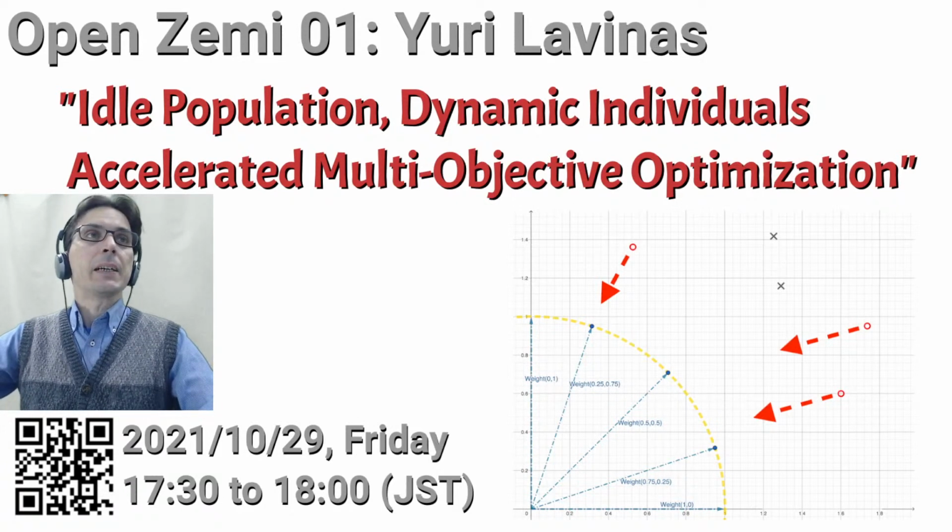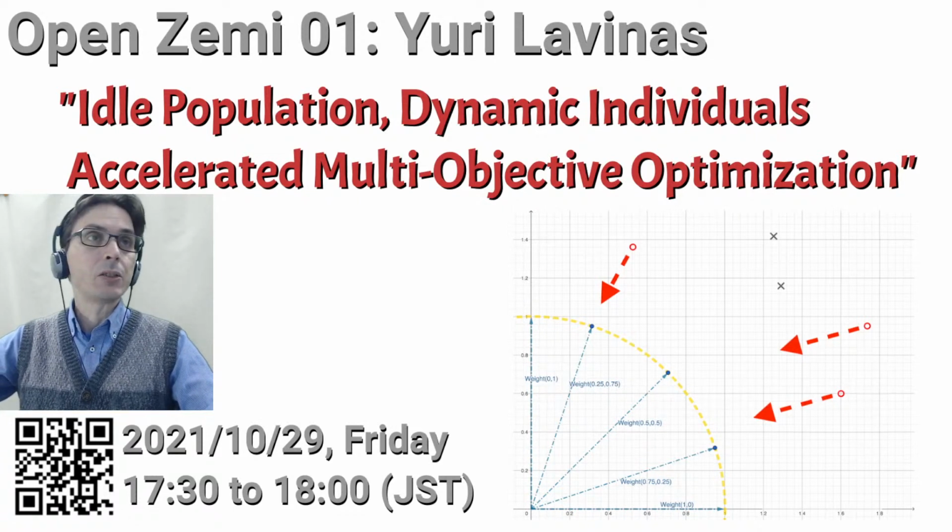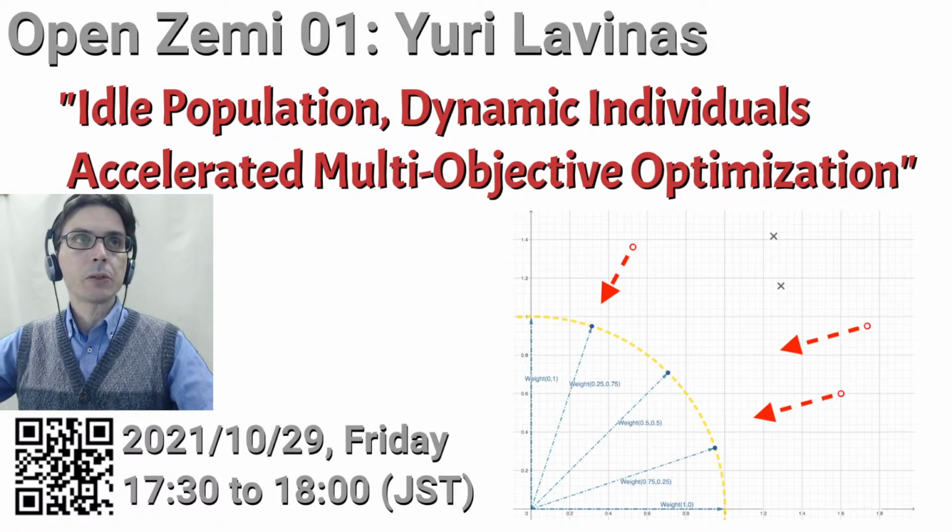Today's talk will be by my PhD student, Yuri Lavinas. He will talk about idle population, dynamic individuals, and accelerated multi-objective optimization. So Yuri is with you now.